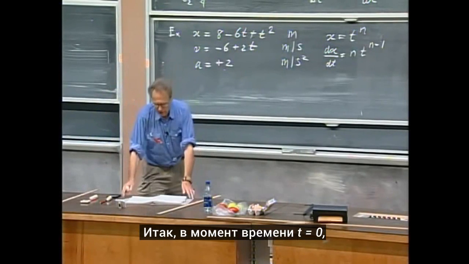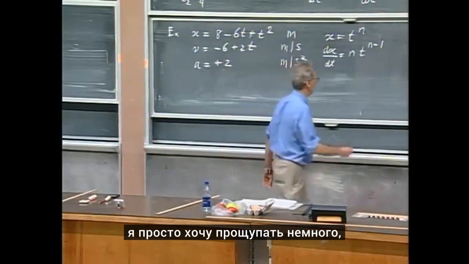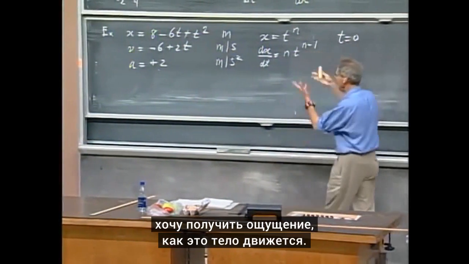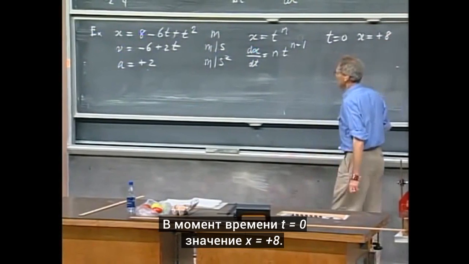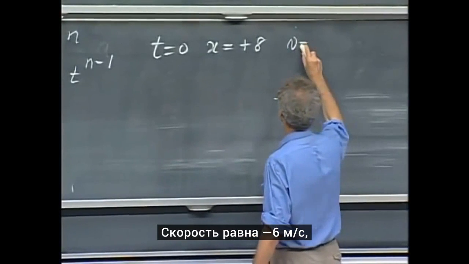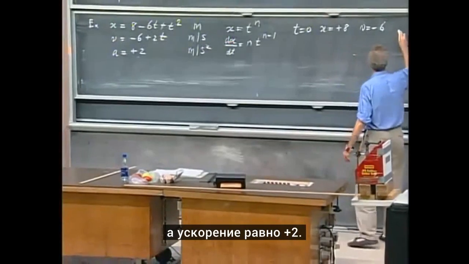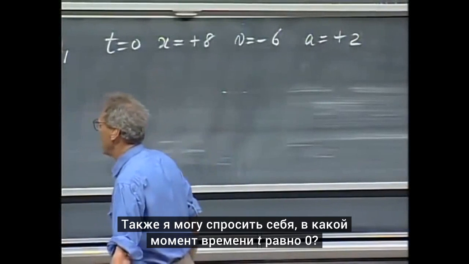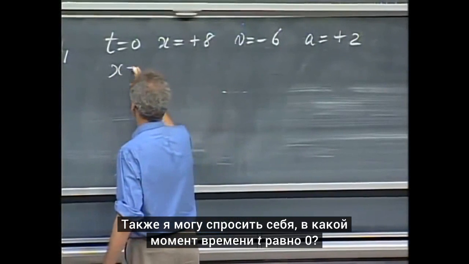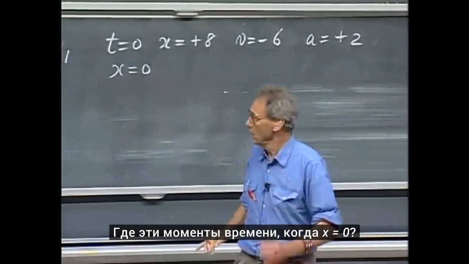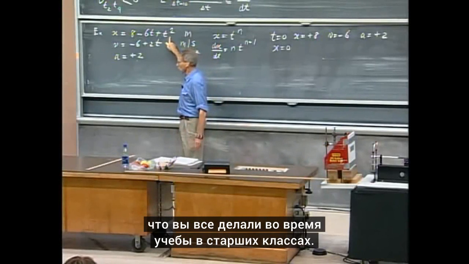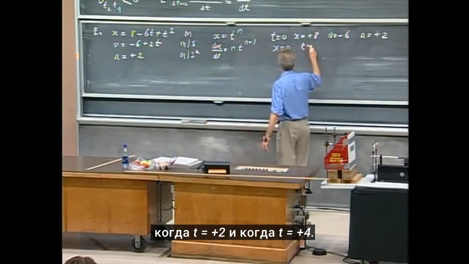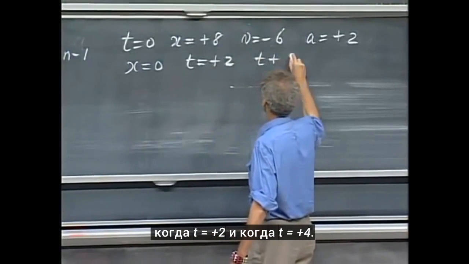Well, at time t equals 0, I'll start to probe a little bit. I want to get a feeling for what this object is doing. At time t equals 0, x is plus 8. The velocity is minus 6 meters per second, and the acceleration equals plus 2. I can also ask myself, at what time is x equals 0? What are the times that x is 0? Well, I have to solve this second order equation, which is something that you've all done in high school, and you will find that that's the case when the time is plus 2 and when the time is plus 4.